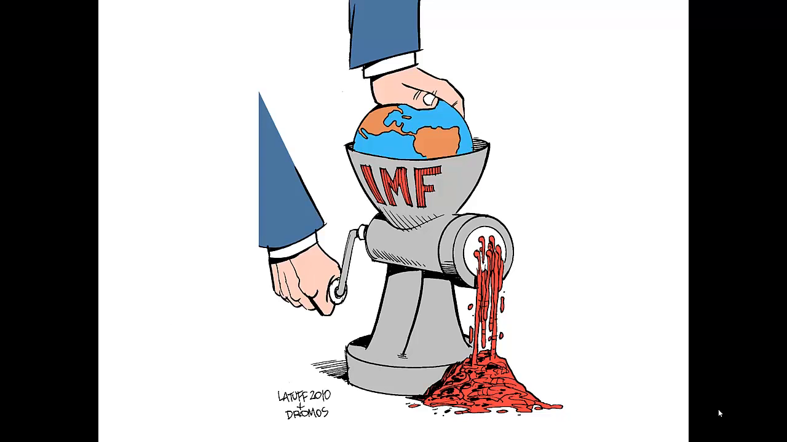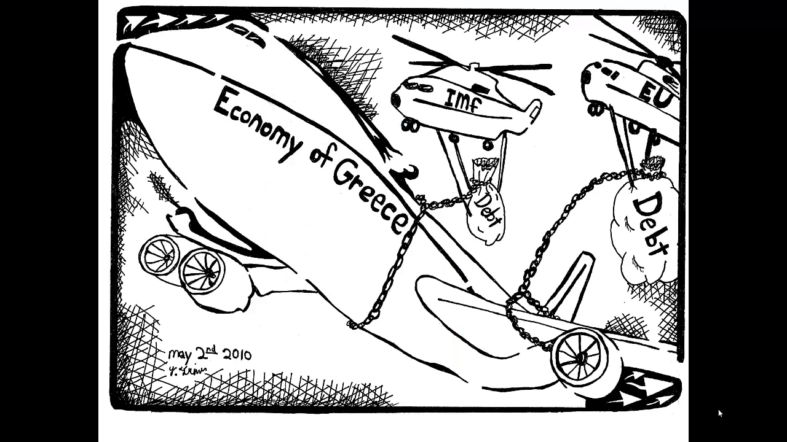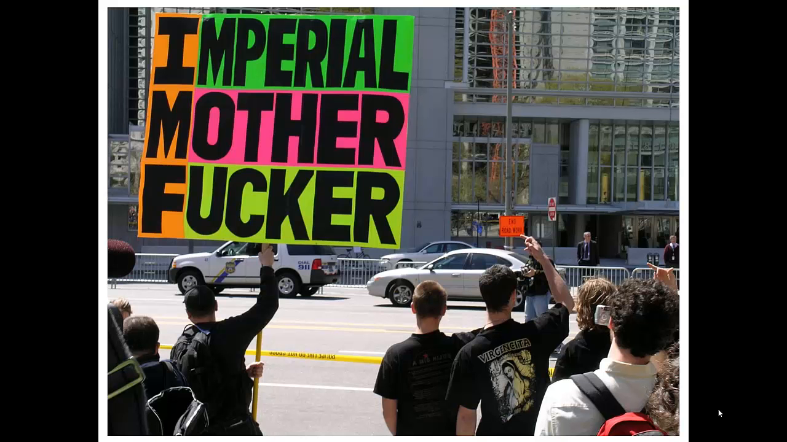Some cartoons. This is the idea that the IMF is grinding the world away. This one has the IMF and the EU trying to carry the Greek economy, keep it up in the air, but of course everyone is being weighed down by debt. So both the IMF and the EU are weighed down by the debt that is tied to the Greek economy. This one tries to capture some of the negative sentiment towards the IMF. And it is widespread. The protests you get.